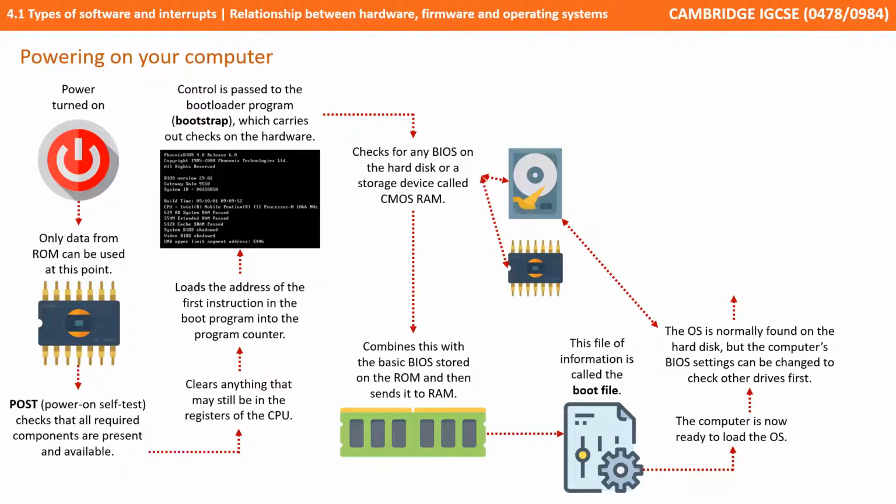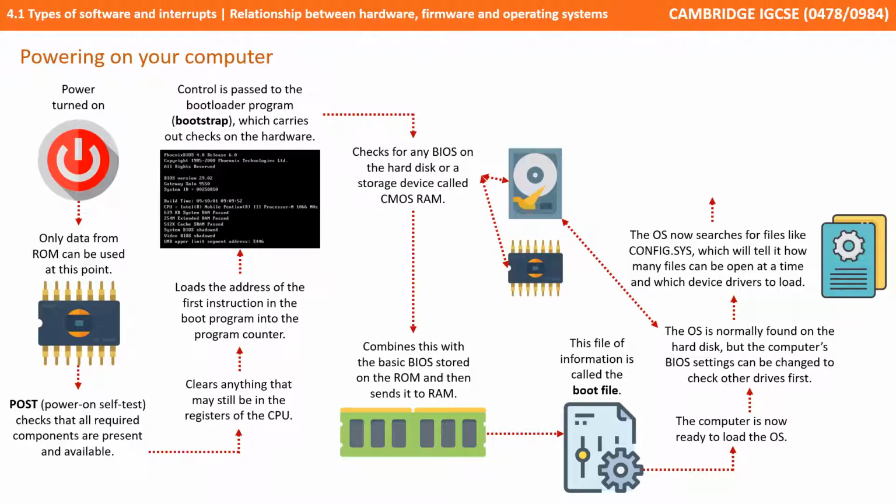Now, the operating system is normally found on the hard disk, but the computer's BIOS can be configured in such a way so it can be changed to check other drives first. This would allow you, for example, to boot a computer which had become corrupt off a USB pen or an optical drive.